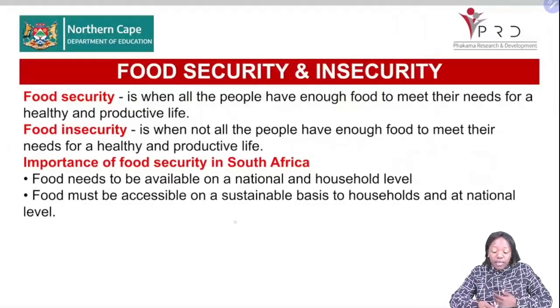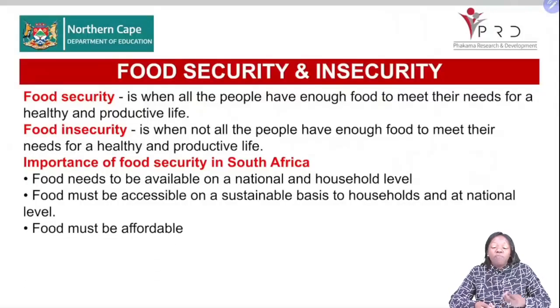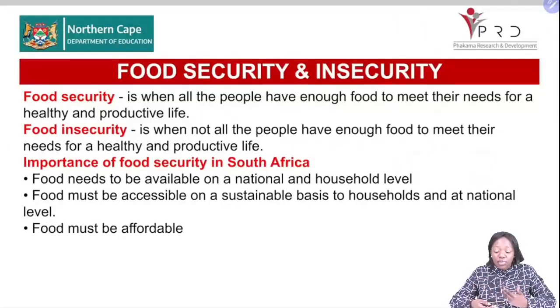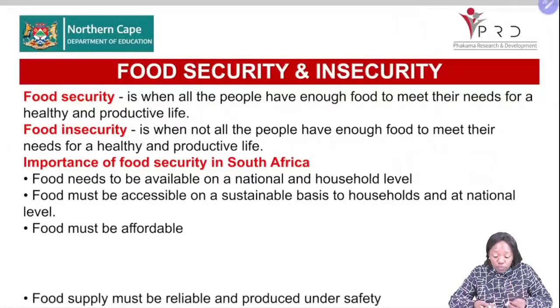Then we're also looking at the food must be affordable, as I'm saying that if people are having access to food, it means even their healthy lifestyle will be better. As they are now healthy, it means there will be fewer people who are sick. So therefore, if they cannot afford food, they will end up buying any cheap food because they just want to fill their stomach, regardless of whether it is healthy or not, if it is very expensive.